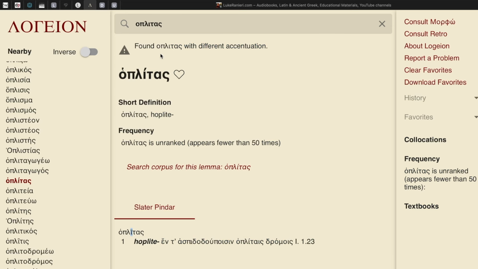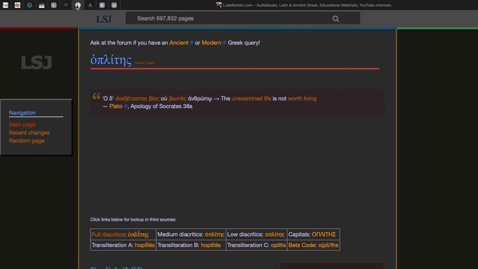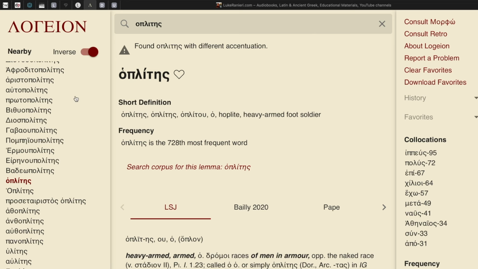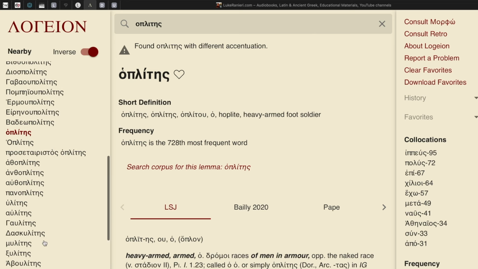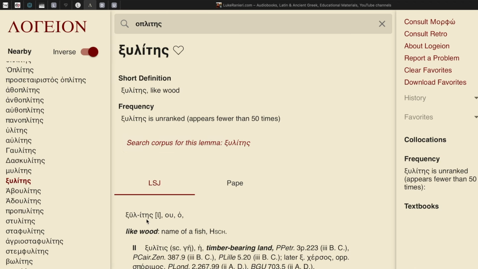Now, the nice thing about Logion is, I'm going to put in the nominative here, you can also do the inverse. Now I've inverted it, and I see the similar endings of all these other words. Let me find another one I like. Here we go, "politēs." This is a long iota as well. The same kind of thing. We've learned with this inverse feature that there are a lot of similar morphological endings.